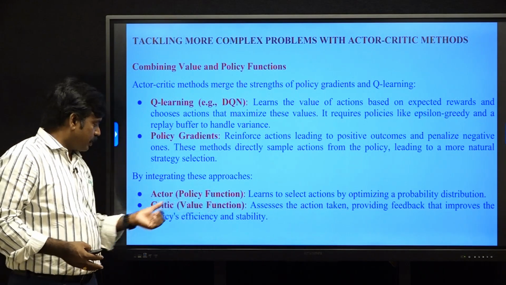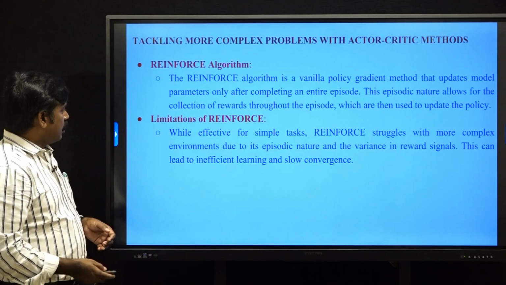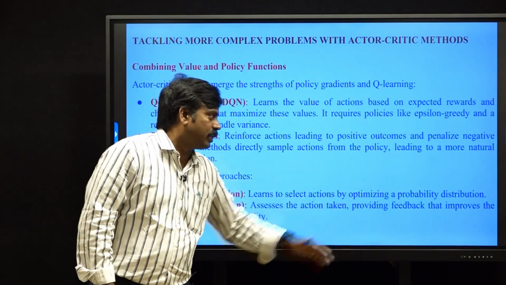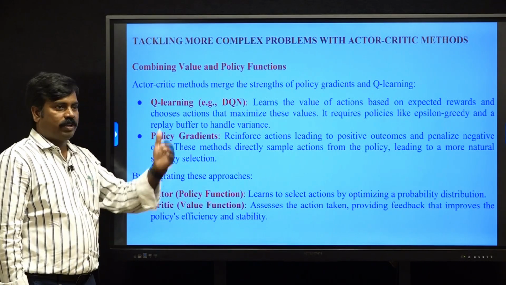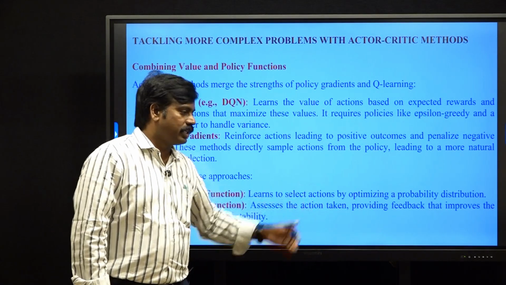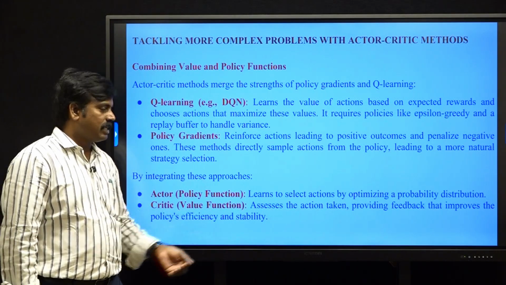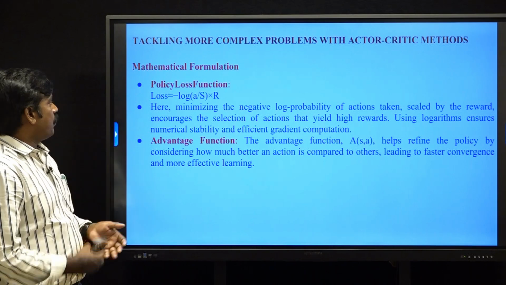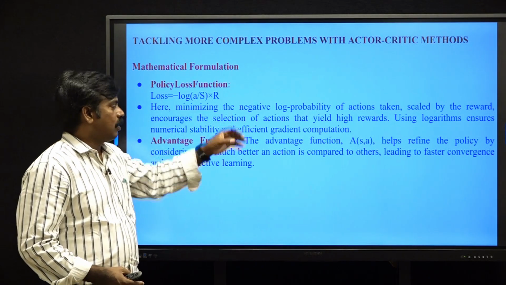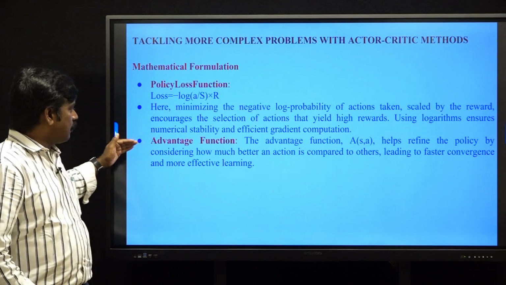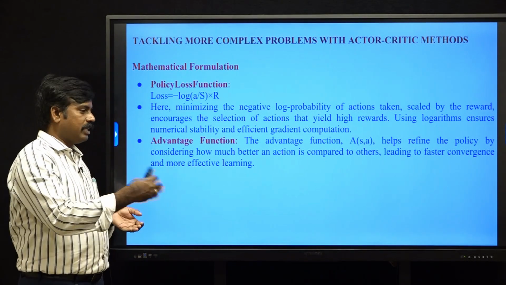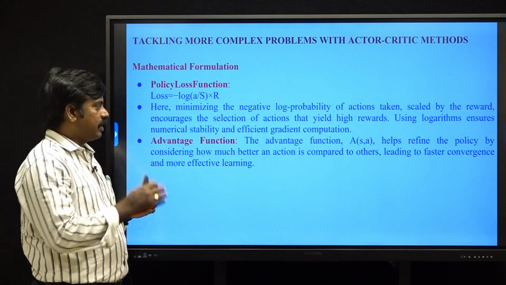The actor is a policy function and the critic is a value function. The actor learns to select actions by optimizing a probability distribution; the policy function outputs probability values for the actions. The critic is a value function that assesses the action taken, providing feedback that improves the policy's efficiency and stability. For the policy loss function we minimize the negative log probability, and we use the advantage function, which compares the selected action with other actions in order to reach the goal.